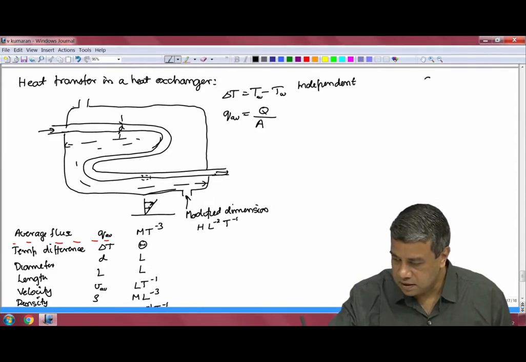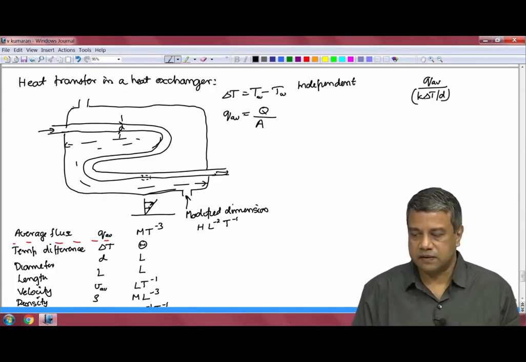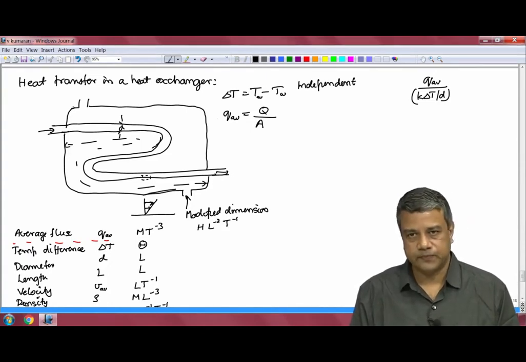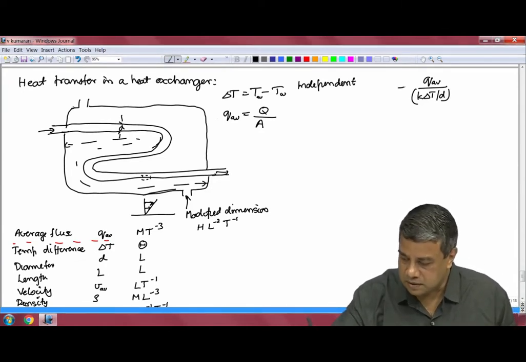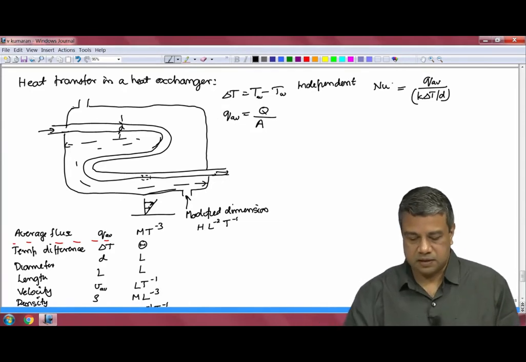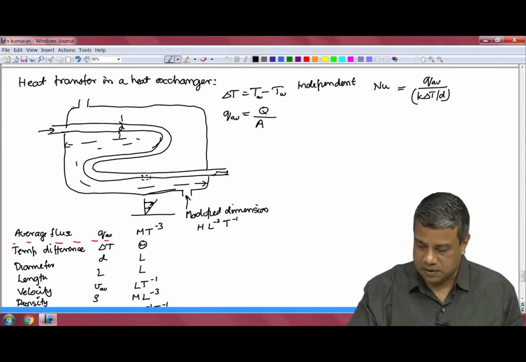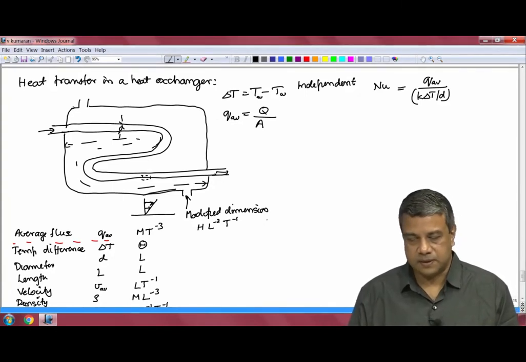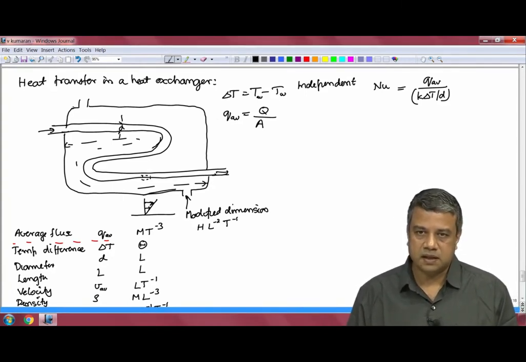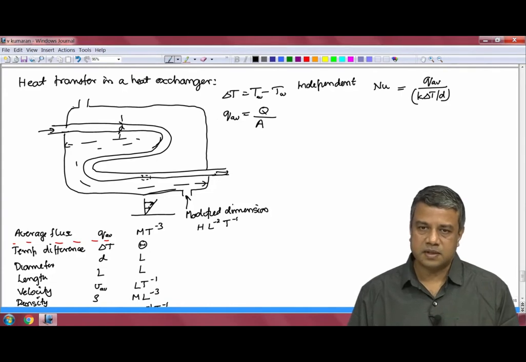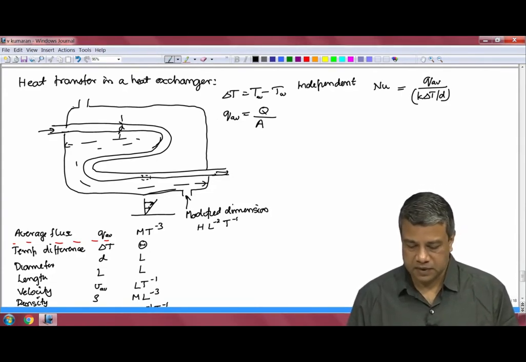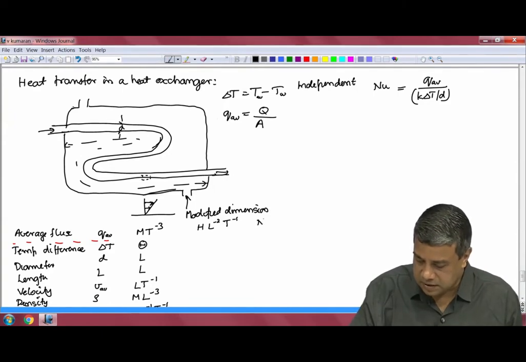That is, I can scale the average flux by a quantity with the same dimension as the right side of Fick's law, which is the thermal conductivity times the temperature difference divided by a distance, and this has to be a dimensionless group, okay. And this dimensionless group is what is called the Nusselt number, the dimensionless flux, okay. So, the Nusselt number is basically the ratio of the average flux divided by a quantity containing the thermal conductivity and temperature difference divided by the diameter, which has the same dimension as the right side of Fick's law, okay. So, the independent dimensionless group in this case is the Nusselt number.